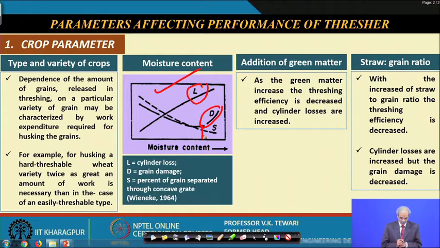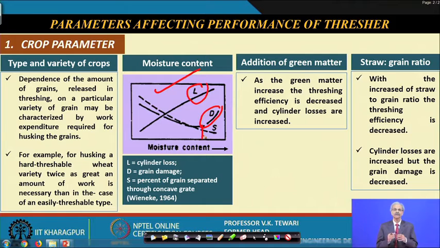Similarly, the percent of grain separated through the concave is another important thing depending on the moisture content of the crop which has been taken. If the moisture content increases, you will find that the percent grain separated through the concave also decreases. Now, these are some of the important things related to the moisture content.